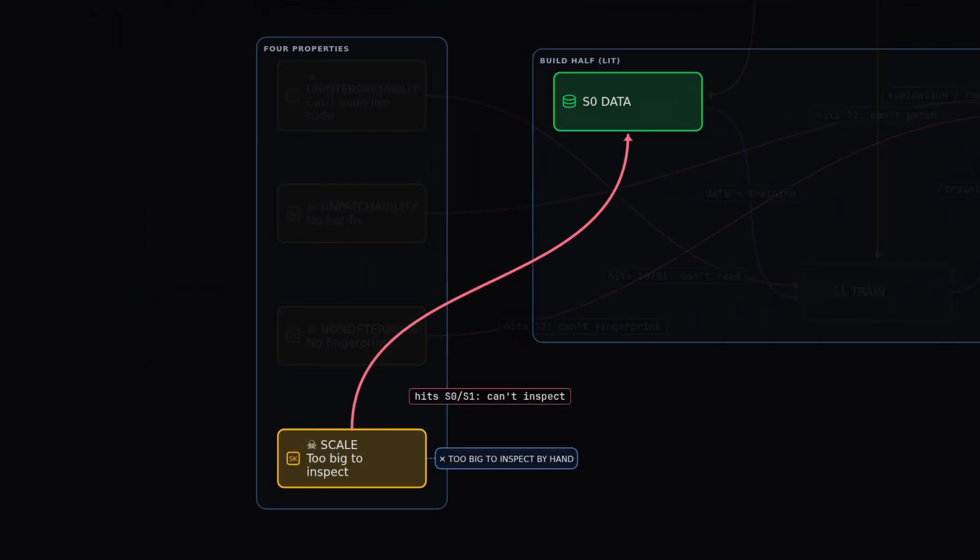Scale. Billions of training items, billions of parameters. A manual inspection magnifier covers a pinpoint while the grid scrolls forever. One poison cell hides in the haystack and is never reached.